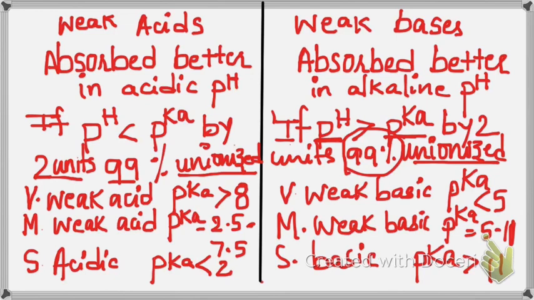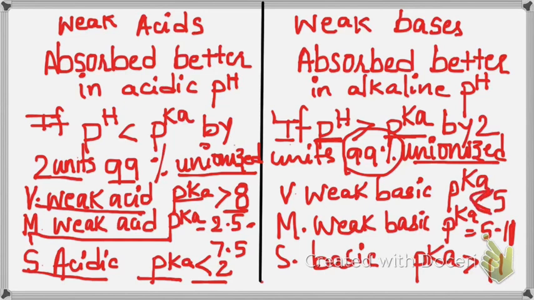You can consider any drug weakly acidic if its pKa is greater than 8. An example is paracetamol, which has a pKa of 10. Moderately weak acidic drugs are the ones which have a pKa in between 2.5 to 7.5. We already saw an example of aspirin, which has a pKa value of 3. And strong acidic drugs are the ones which have a pKa less than 2. And coming to the weakly basic drugs, they are the ones which have a pKa of less than 5. For moderately weak basic drugs, pKa is in between 5 to 11. For strong basic drugs, pKa is greater than 11.